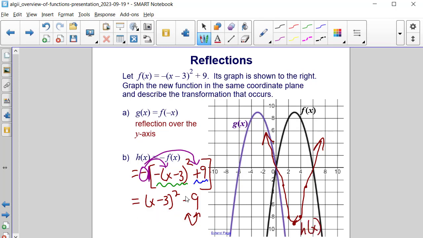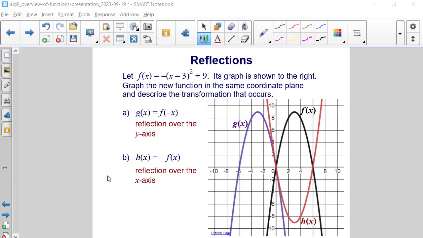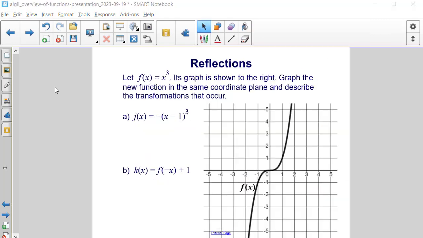And now we need to describe the transformation that occurred between f of x and h of x. Well, it reflected across the x-axis. And here's the solution for h of x, which is equal to negative f of x. It is a reflection over the x-axis, and the graph shown matches the graph that we drew.